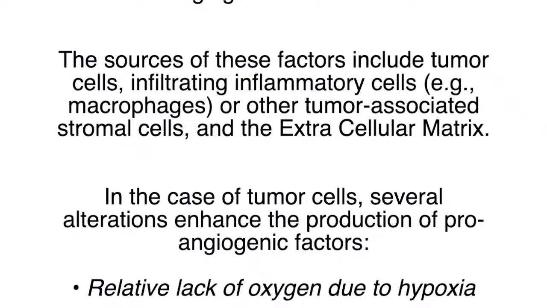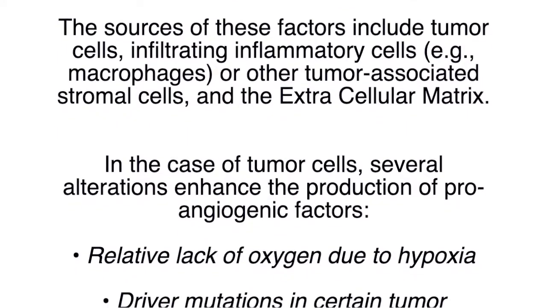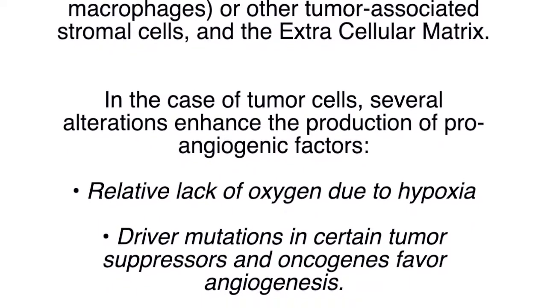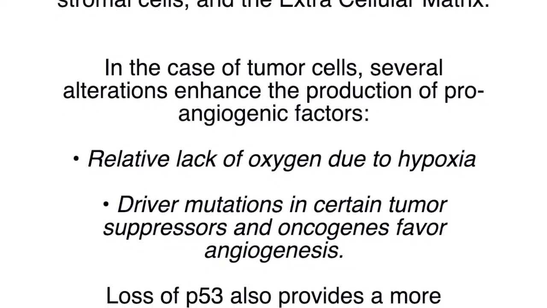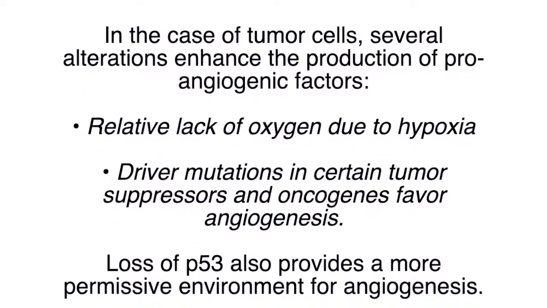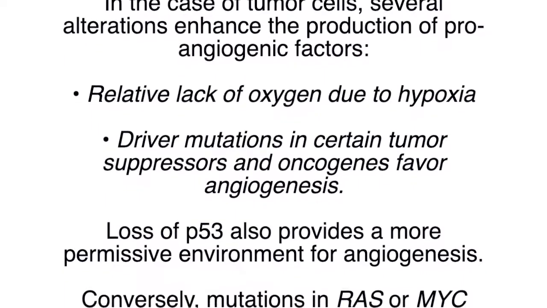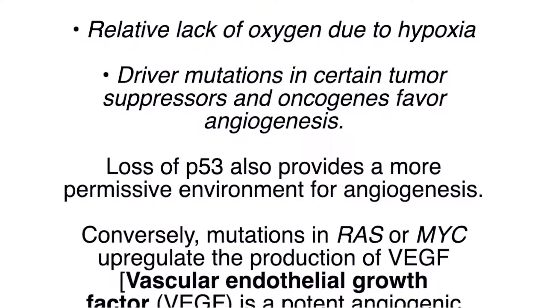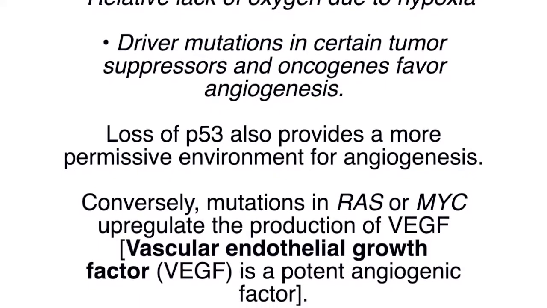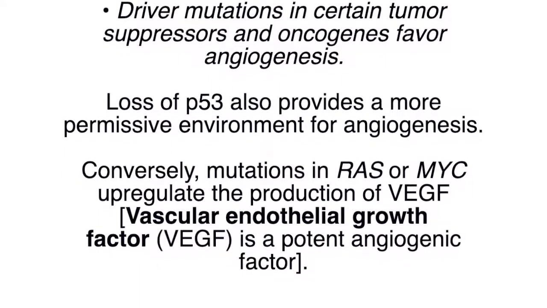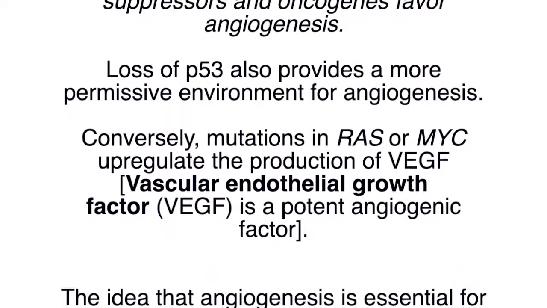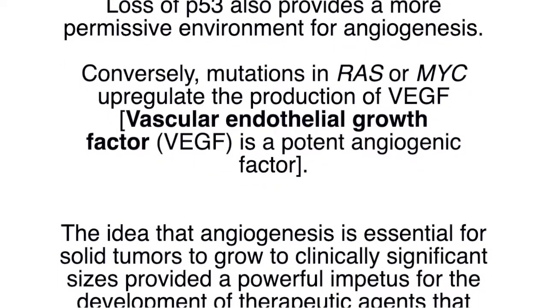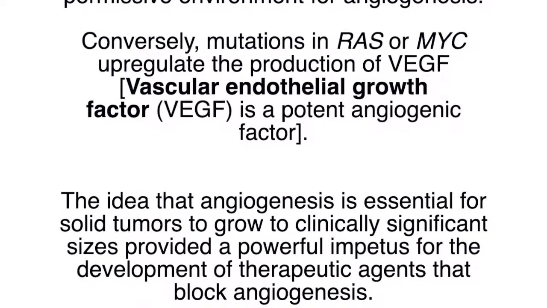In the case of tumor cells, several alterations enhance the production of pro-angiogenic factors. Relative lack of oxygen due to hypoxia is one. Driver mutations in certain tumor suppressors and oncogenes favor angiogenesis. Loss of p53 also provides a more permissive environment for angiogenesis. Conversely, mutations in RAS or MYC upregulate the production of VEGF, vascular endothelial growth factor, a potent angiogenic factor.